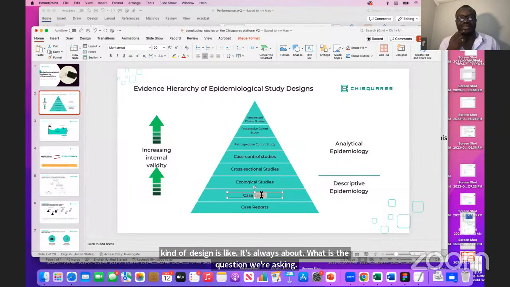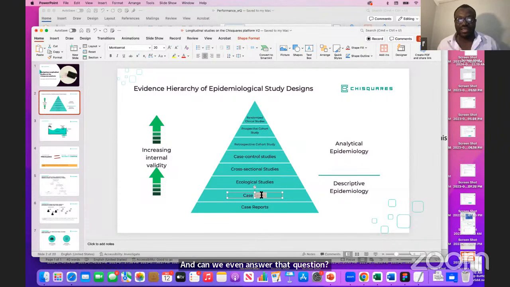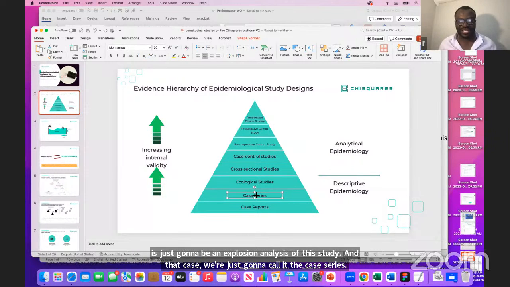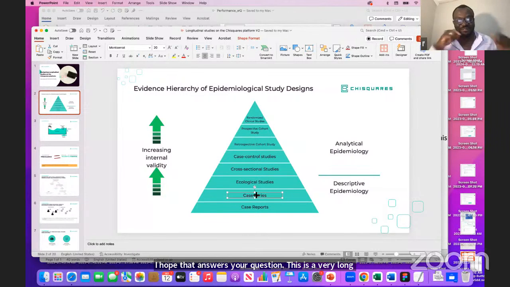So sometimes we can say, oh, we cannot answer that question with a retrospective cohort because we just don't have good quality data to come up with this timeline of exposures. So we can't do an analytical study. How about we just analyze the data exploratorily, right? This is just going to be an exploratory analysis of this study. And in that case, we're just going to call it a case series. I hope that answers your question. This is a very long-winded answer, but the point is that it's based on context.